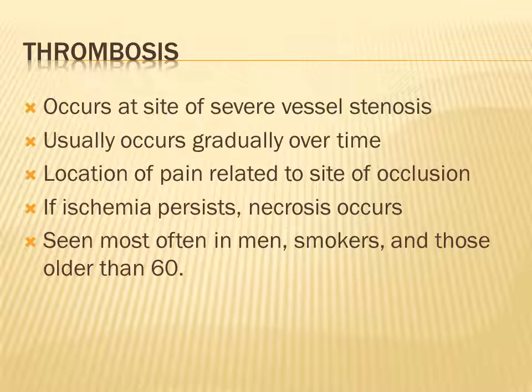Thrombosis occurs at sites of vessel stenosis. Usually occurs gradually over time. Location of pain is related to the site of the occlusion. And if ischemia persists, you have necrosis that develops, most often seen in men, smokers, and those over 60 years of age.